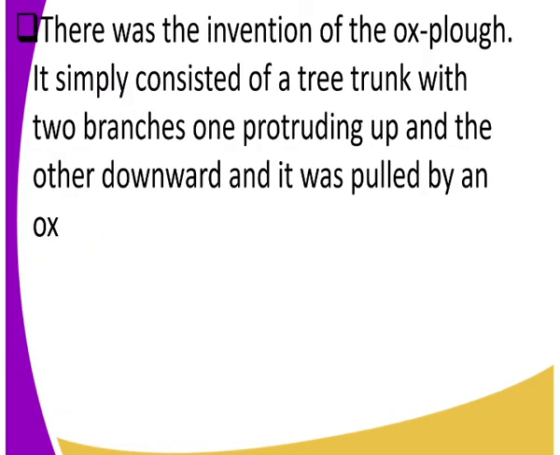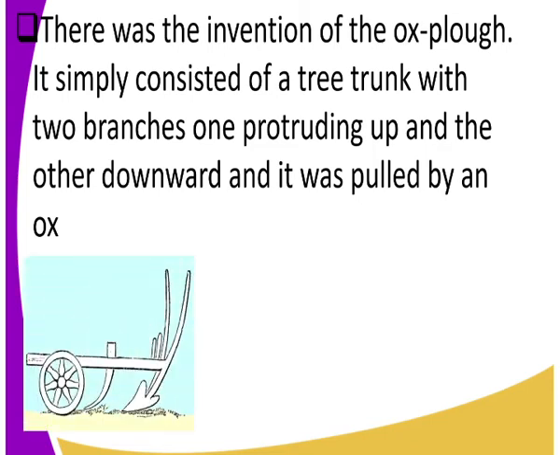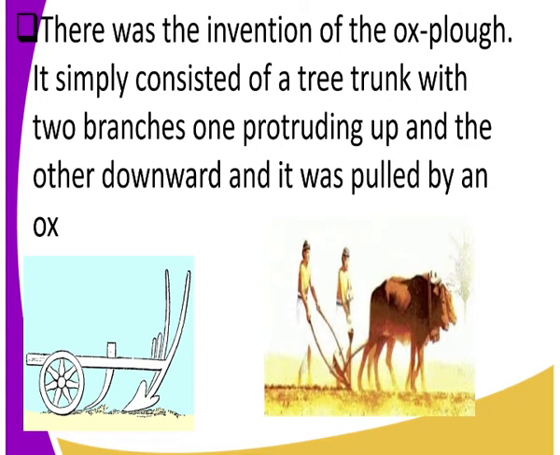Not forgetting the wheel, another impact was the invention of the ox plow. It simply consisted of a tree trunk with two branches, one protruding up and the other downward, and it was pulled by an ox. Look at that, that's the ox plow. That is the thing that the farmers used to dig. You can see that. We call it an ox plow. Look at it now, it's being pulled by two oxen there, and the other man is pushing the ox plow. That is it. Those are some of the impacts of early agriculture in Mesopotamia.